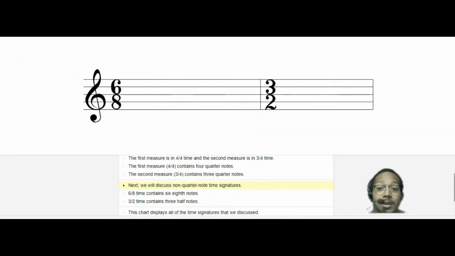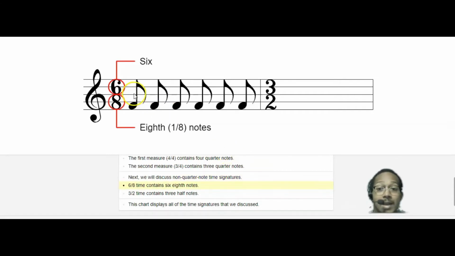Time signatures not only end in a 4 on the bottom, but there are others as well with different note values. First, we know that the top number tells us how many beats are in a measure, so if we see the 6, we know that there are 1, 2, 3, 4, 5, 6 beats in the measure. However, the bottom number is no longer a 4, but it is now an 8, meaning that the 8th note here will get 1 beat of sound. 1 eighth note, 2 eighth notes, 3, 4, 5, and 6 eighth notes.